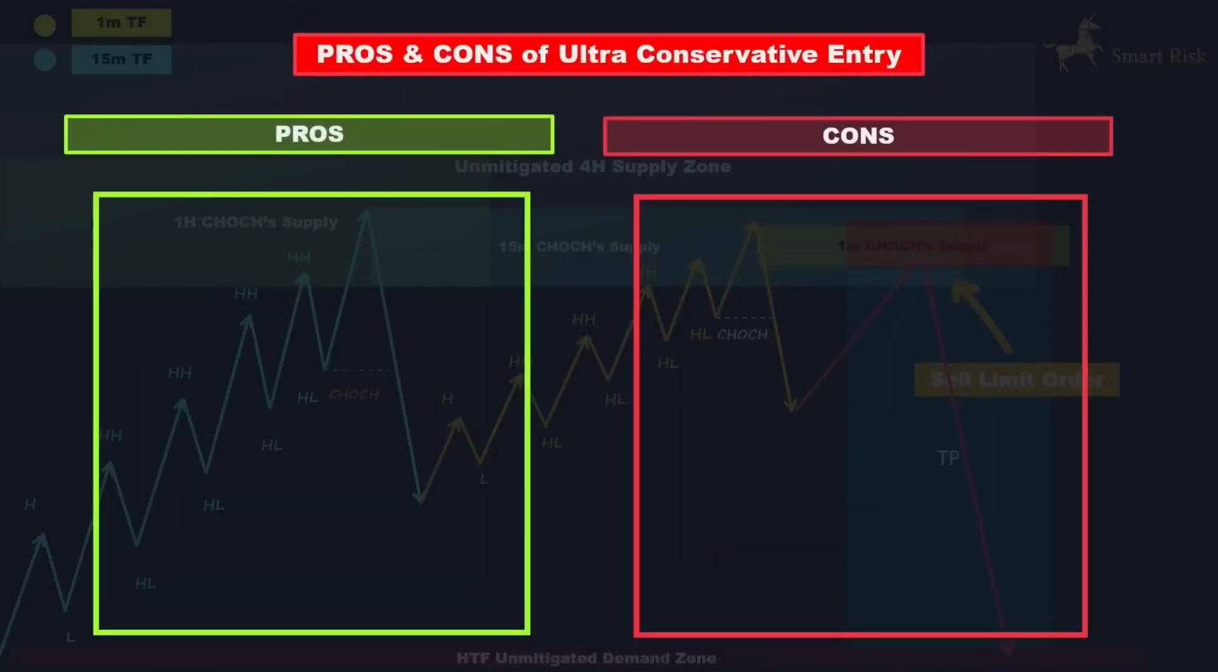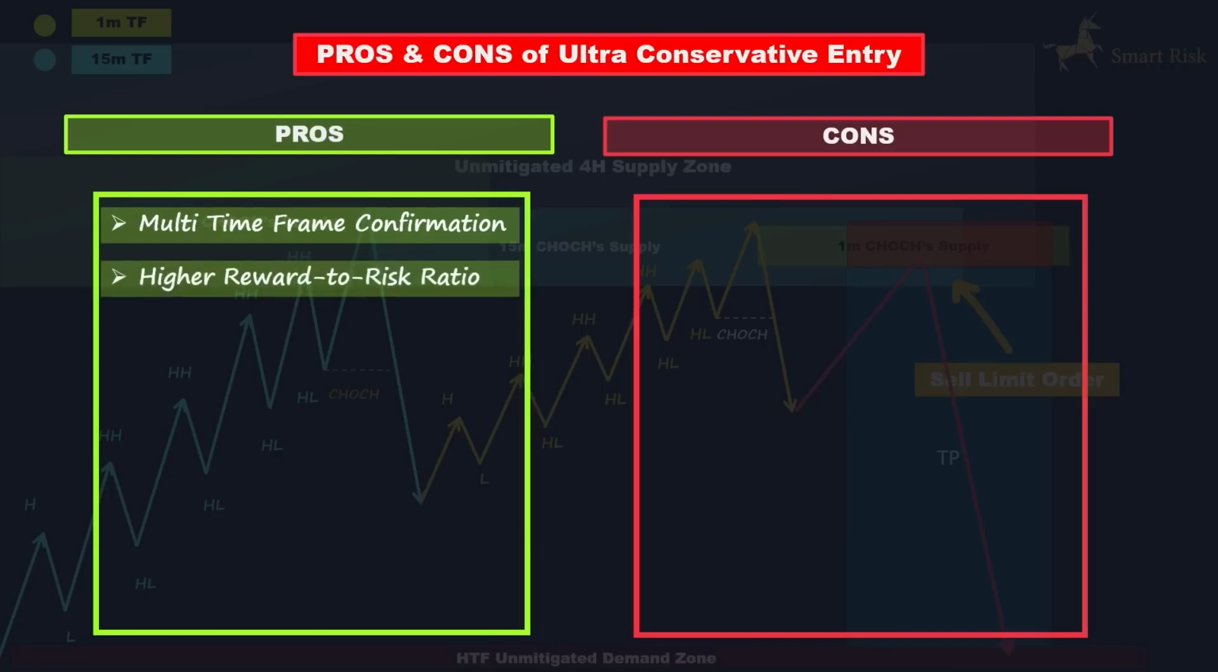The ultra-conservative entry model has its advantages. It utilizes multiple time frame reversal patterns for trade confirmation, significantly boosting the likelihood of successful trades. Moreover, it offers a more favorable reward-to-risk ratio by meticulously refining entry points on lower timeframes.